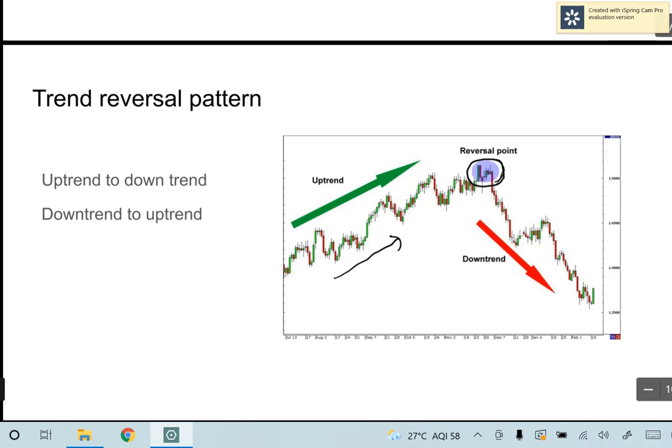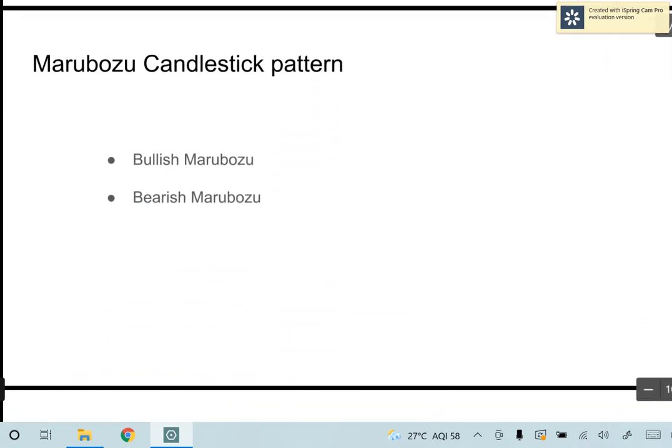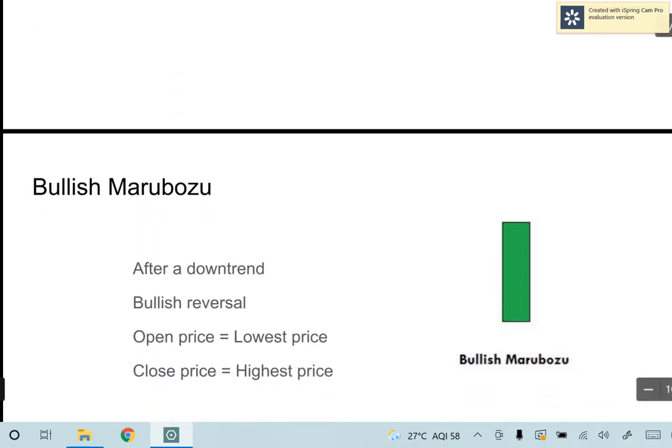After the occurrence of the trend reversal pattern, the direction of the current trend has changed. The direction of the current uptrend has changed to downtrend. It can be any trend, from downtrend to uptrend or uptrend to downtrend. There are two types of Marubozu candlesticks. One is bullish Marubozu, the next one is bearish Marubozu.